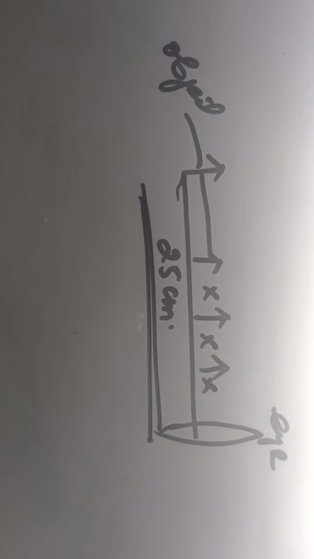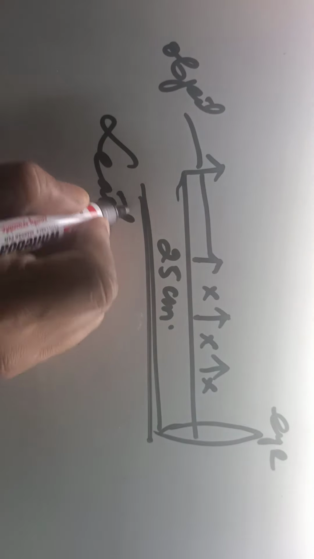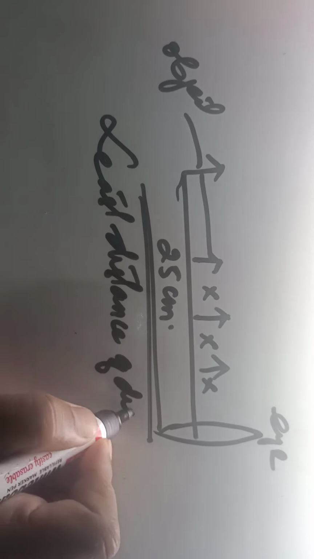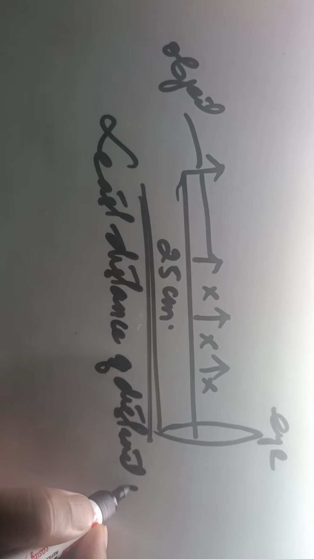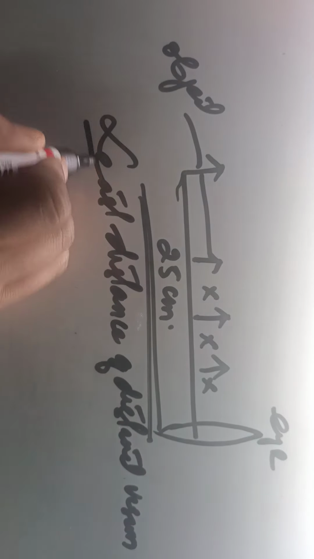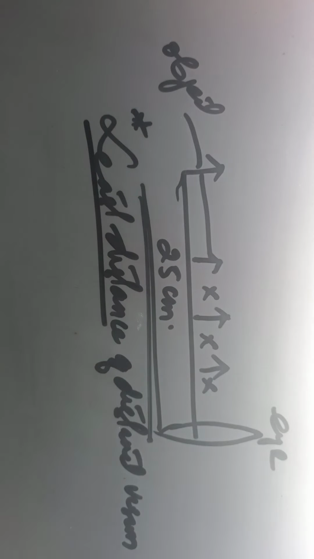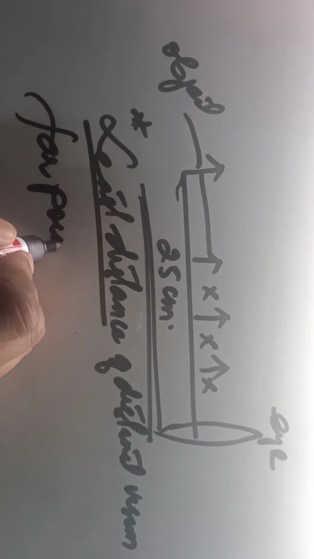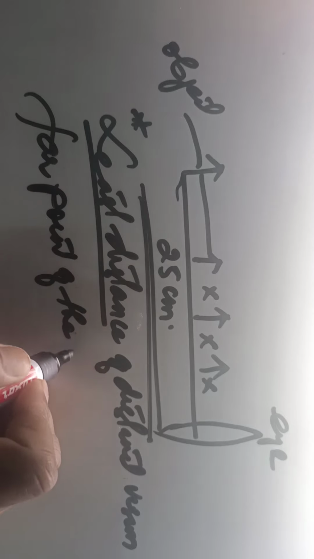Now this is what we call the least distance of distinct vision. What do you understand by least distance of distinct vision? The minimum distance at which the eye can see things clearly. The furthest point up to which the eye can see objects clearly is called the far point of the eye.